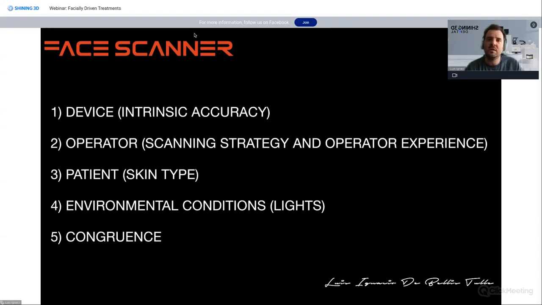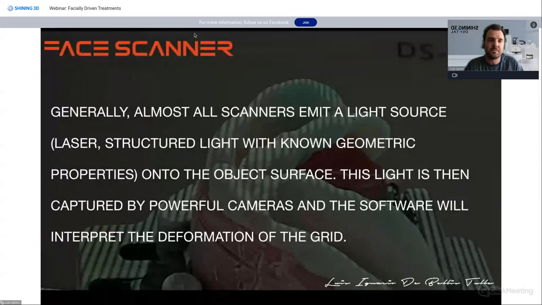Another problem with light is when we are working, for example, near a window. If we get too much light from the outside, the sunlight, which is bright, we are also going to get white spots in our scanning, and the mesh is not going to be the best one. And last but not least important, it's the congruence. The congruence of every scanner is extremely important, and we are going to see why I'm saying that.